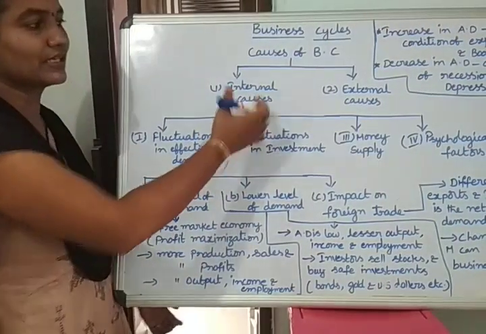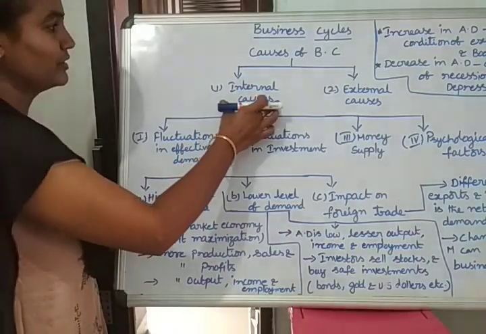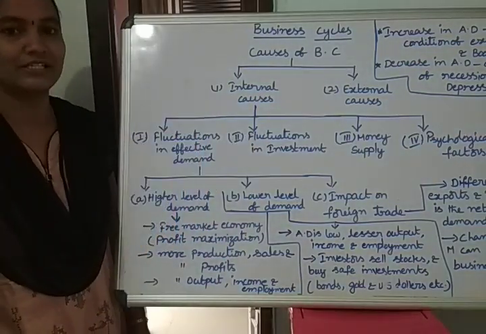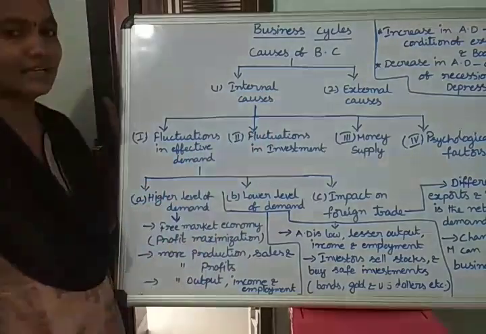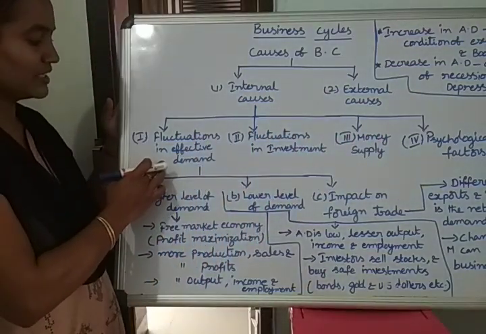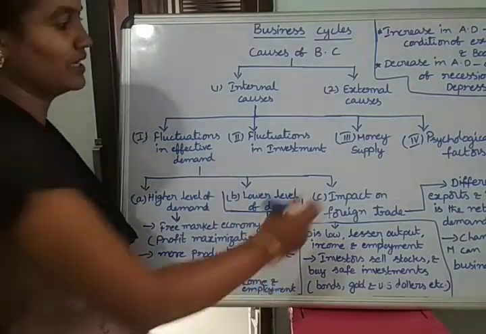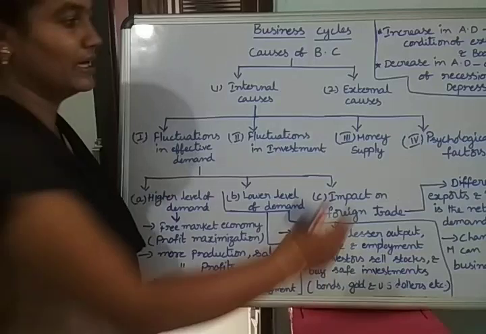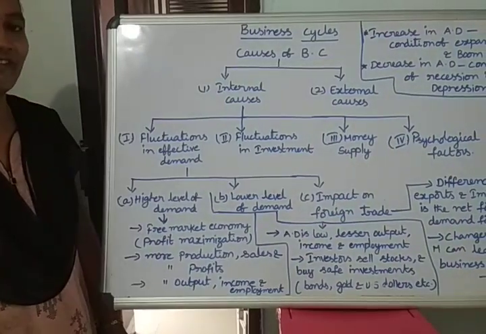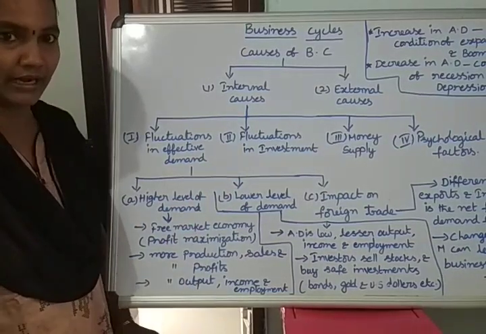These causes are again classified into different categories. First we are going to discuss the internal causes. Internal causes are again classified into different categories. The first one is fluctuations in effective demand, the second is fluctuations in investment, the third is money supply, and the last is psychological factors. So internal causes are classified into four categories.